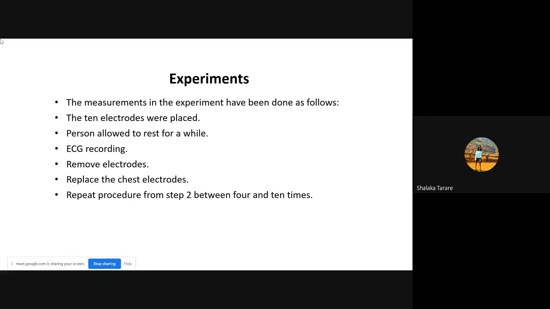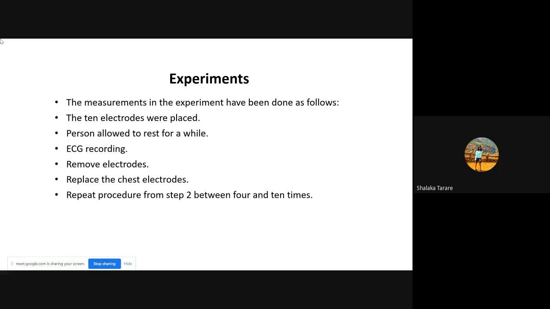The ages of the persons vary between 20 and 55 years old. Both women and men have been participating in the experiment. For a minor group, 10 ECG measurements have been done. For the rest of the group, 4 or 5 ECG measurements were done. All measurements are done within a period of 6 weeks.